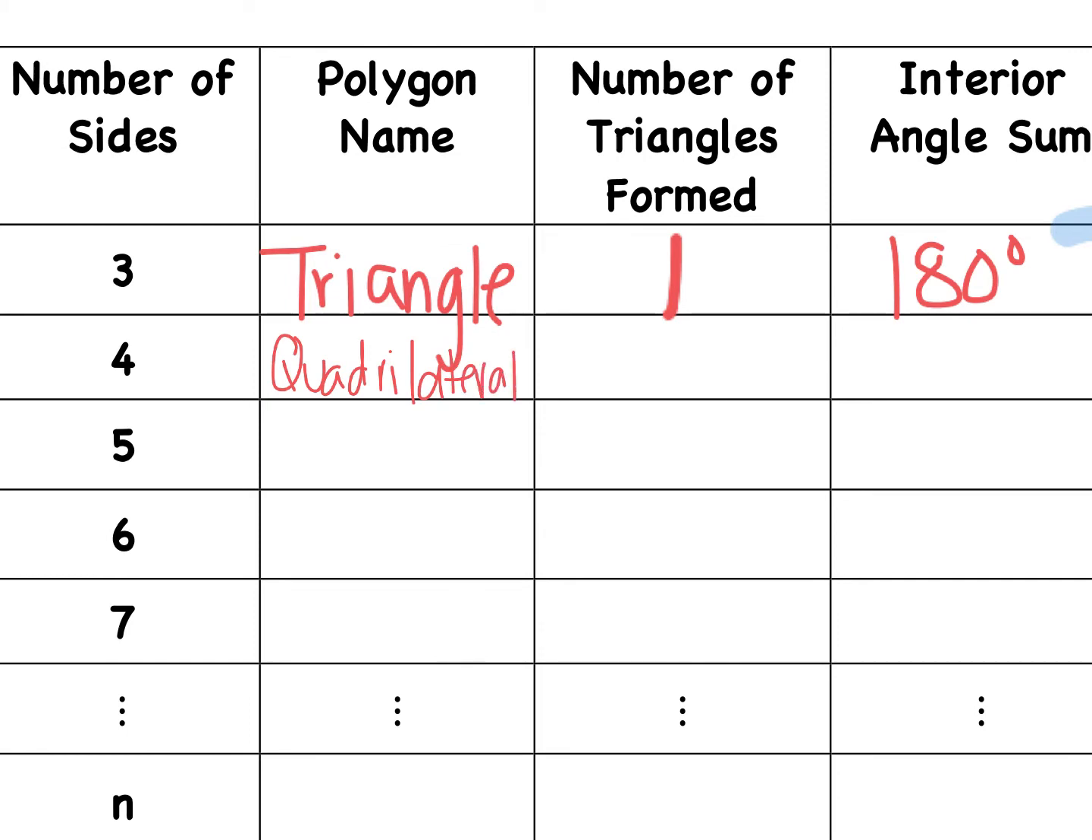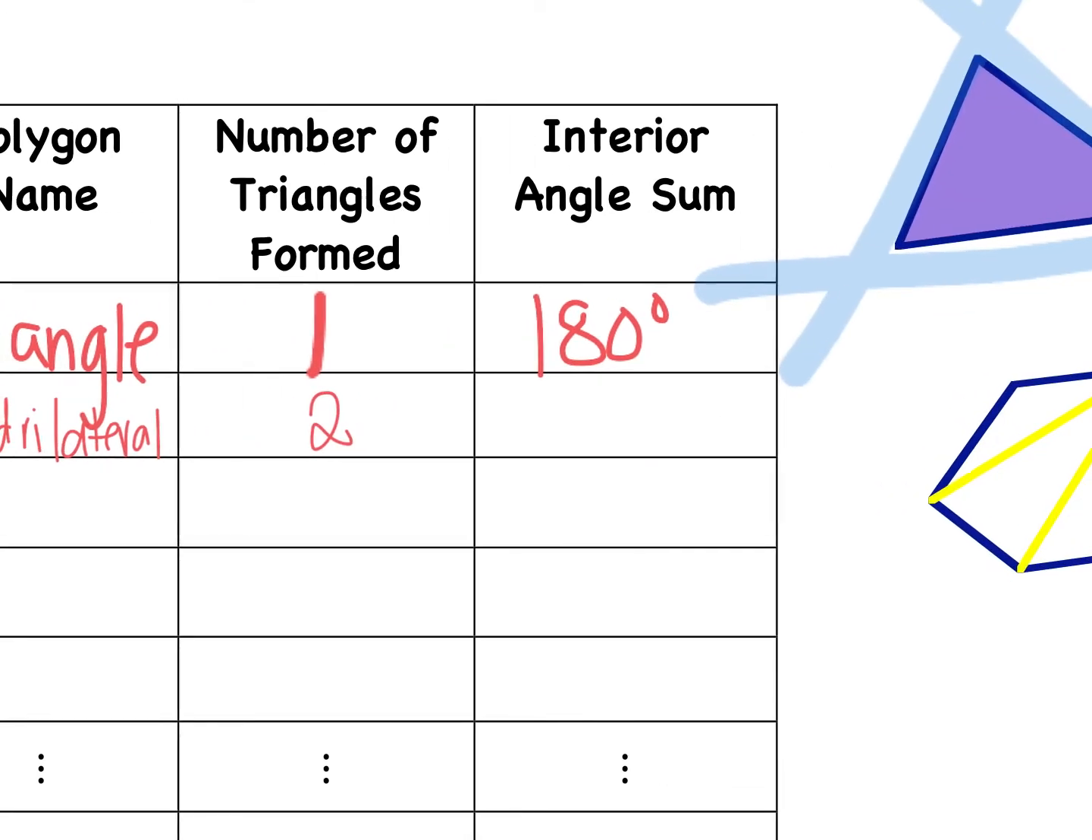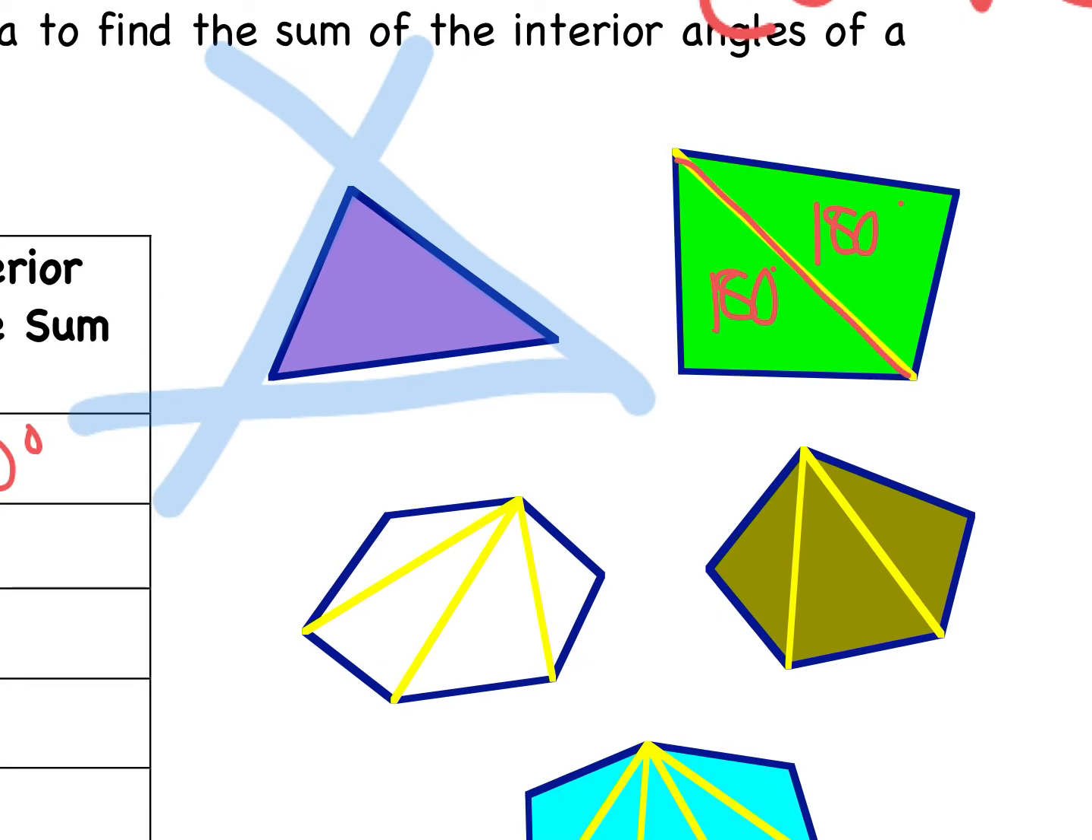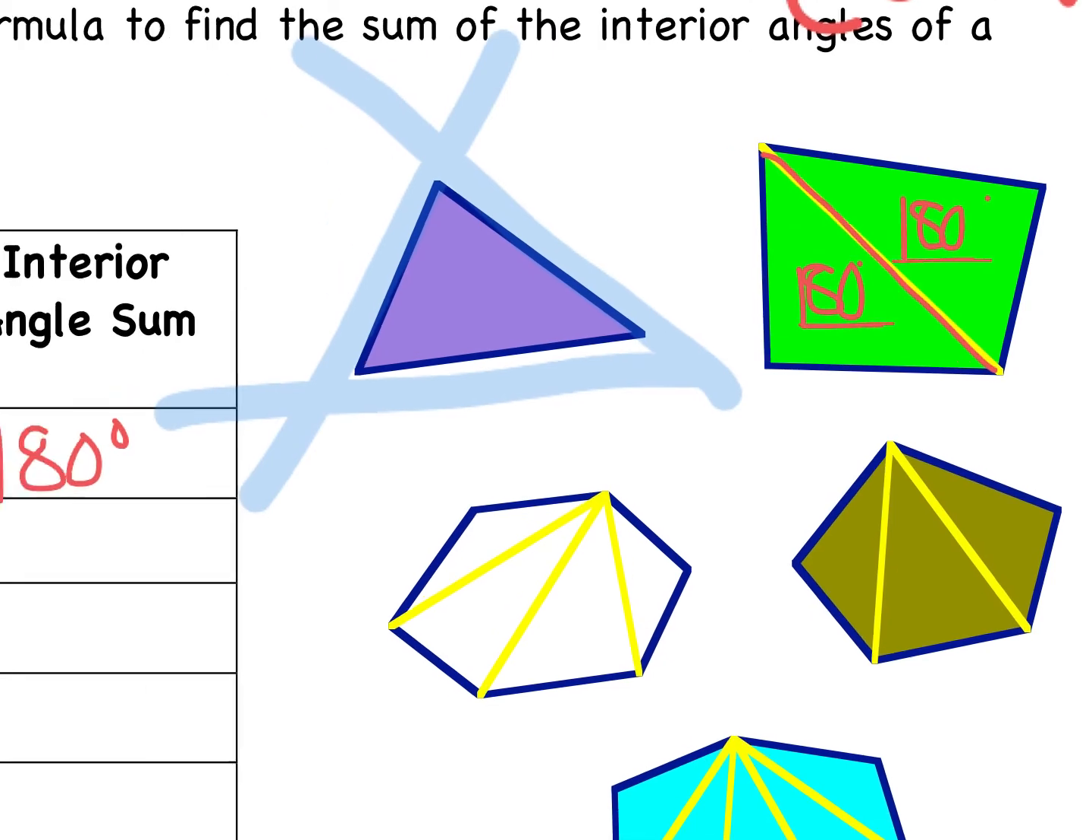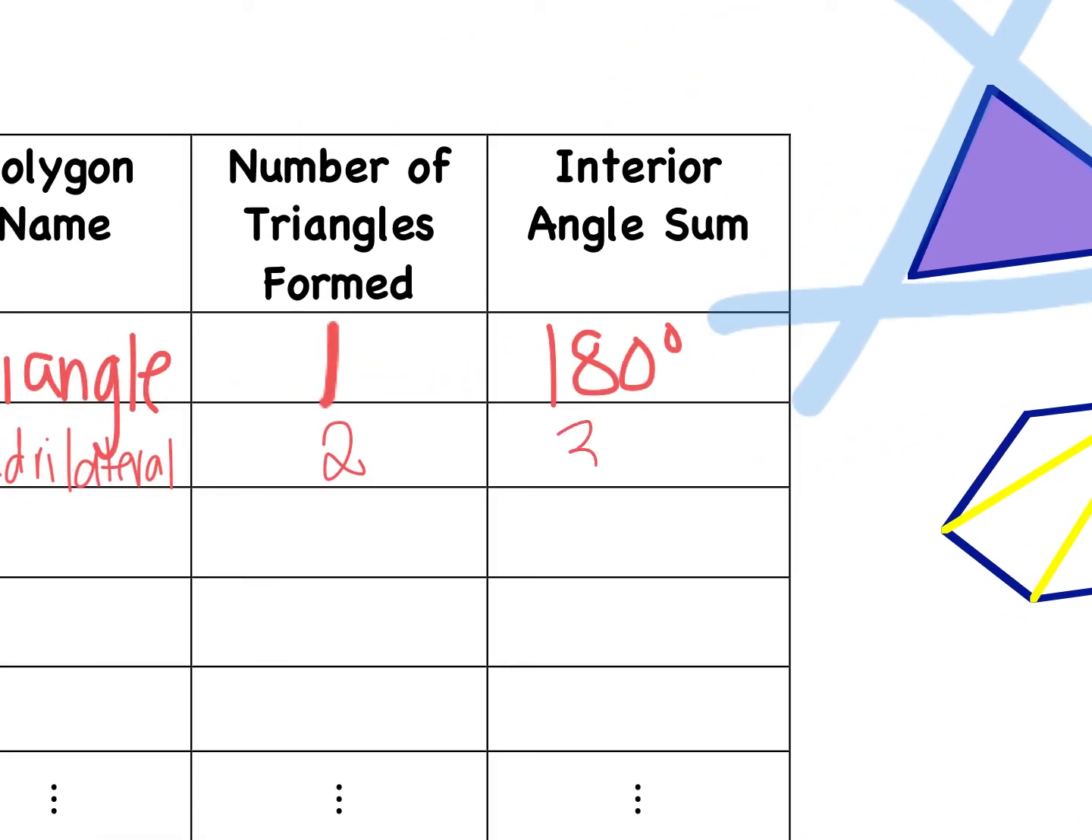The number of triangles that can be formed are 2. And so if I was to take the 180 from this triangle plus the 180 from this triangle, that's going to add up to 360.